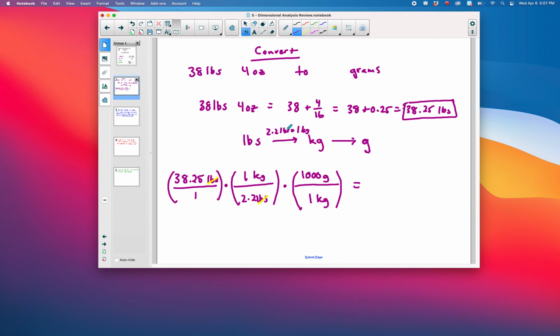So you can take things that are equal, you can multiply, and what that's going to do when you're done, kilograms cancels with kilograms, and you end up with this times 1,000, which is, what is that? Move that over 3 places, 38,250 divided by 2.2. So in the top I did 38.25 times 1 times 1,000. In the bottom I did 1 times 2.2 times 1 to get my answer.